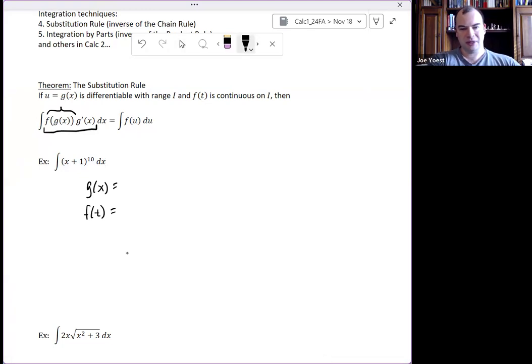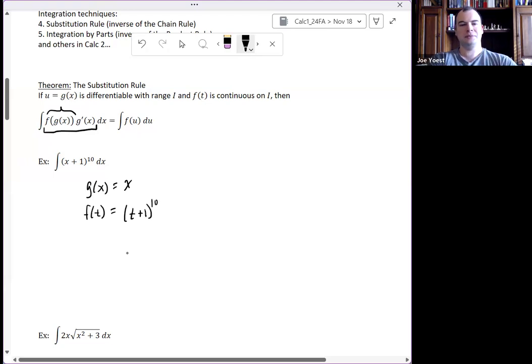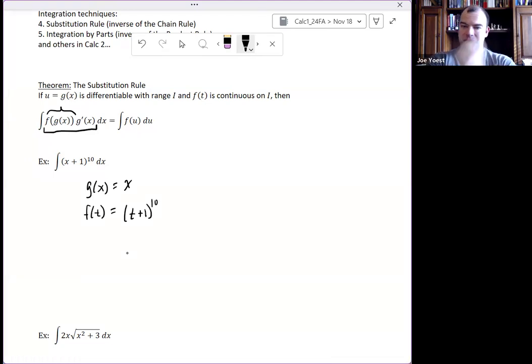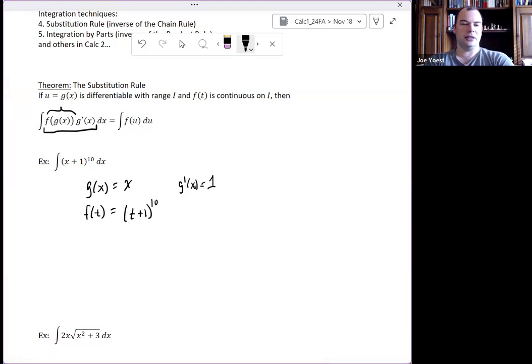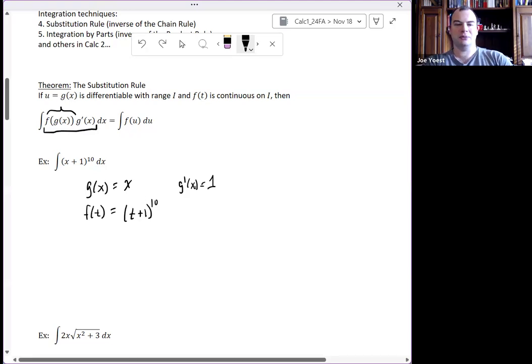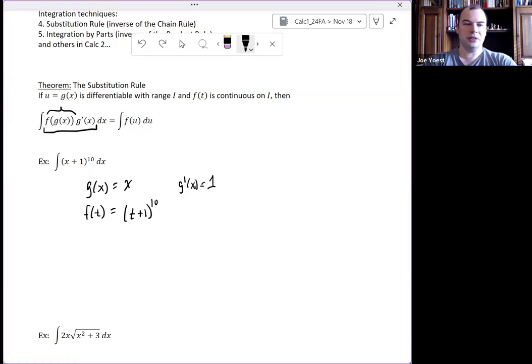On the other hand, if I pick something way too small for g, I don't actually get anywhere. If f of t is (t plus 1) to the 10th and g of x is x, well, f of g of x is my integrand that I have up here. g prime of x is 1. That works nicely. I could, in theory, do this, but then I'm just integrating (u plus 1) to the 10th. I don't actually get anywhere, right? So if I'm too greedy, if I put too much into g, it doesn't work. If I put too little into g, it doesn't work.